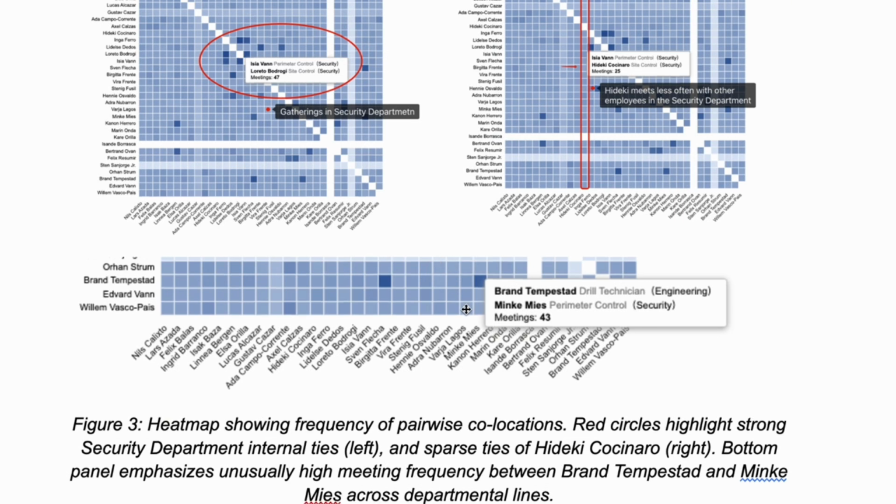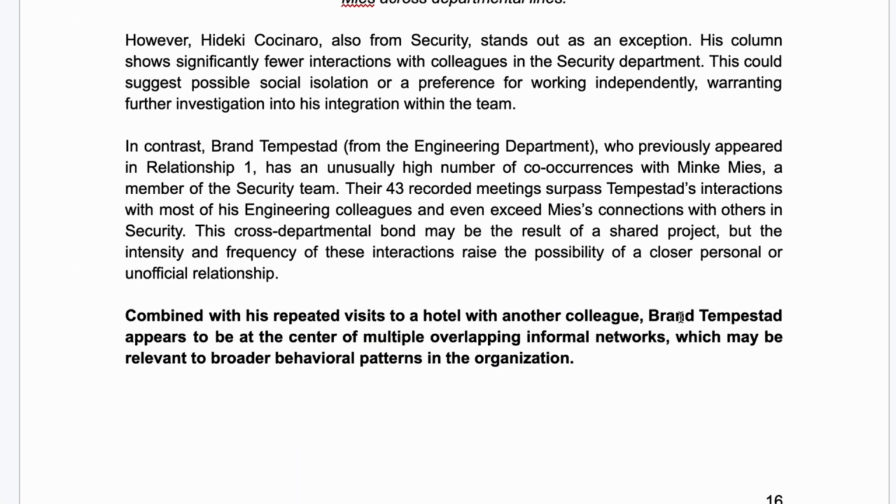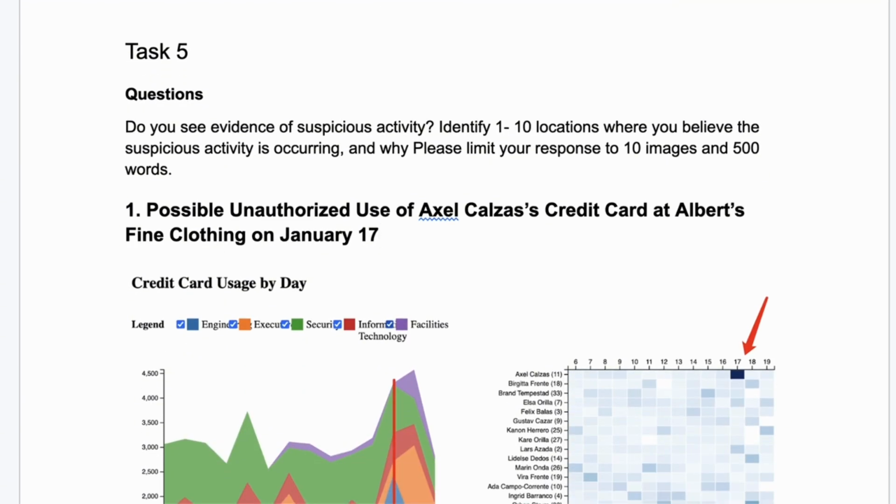So I think that's also something that we should consider. And because Brand is the center of the first relationship we detect and the third one, we would investigate Brand Tempestad further. So task number 5, the first suspicious relationship, the activity we detect is Excel Calzo's credit cards.